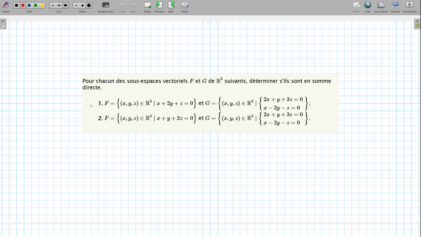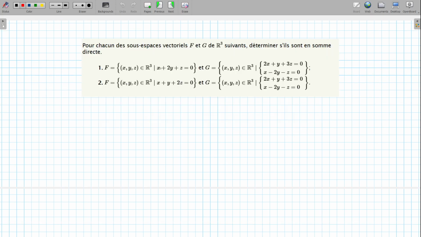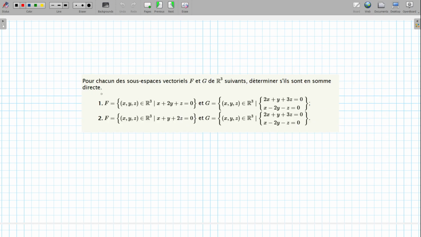So for the first exercise, what we're going to do is show that the intersection of the two, les deux espaces vectoriels f and g, contains only the zero vector. So we'll do the same thing for exercise number 2. Now let's look at what we have here. The first thing that we have to observe is that f is a sous-espace vectoriel of R3, just like the question is saying. And then g is also a sous-espace vectoriel of R3. Okay, if you want, you can quickly verify that it's actually a sous-espace vectoriel.